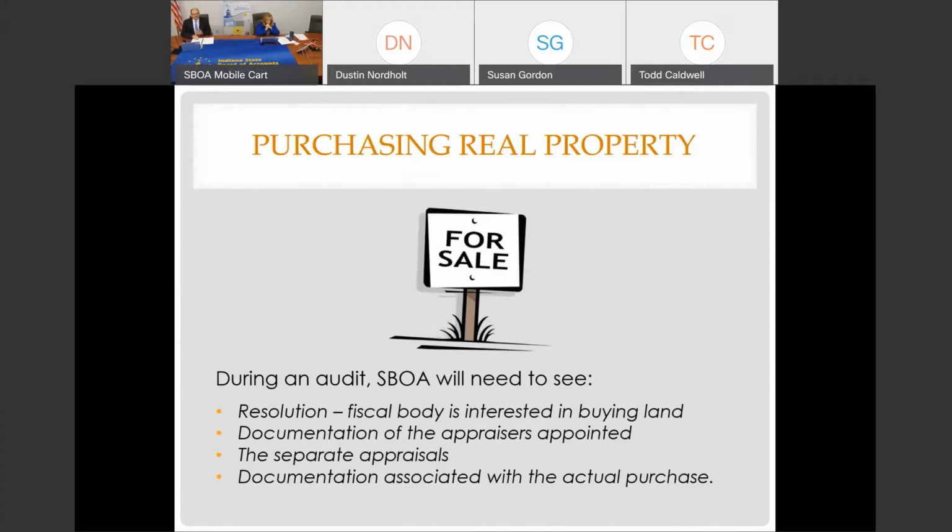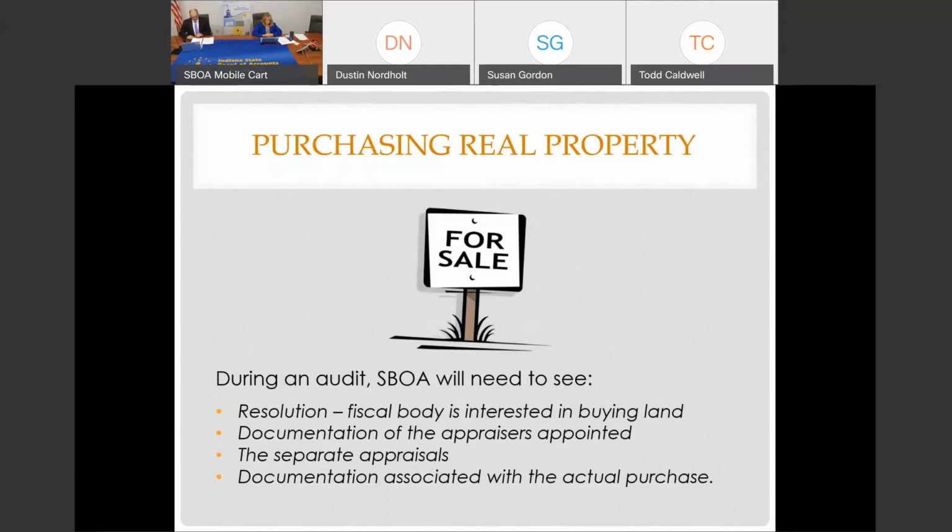We're also going to need those appraisals so that we can see what the appraised value was and how the appraisers came to that. And the documentation of the actual purchase price, including, as I mentioned in the previous slide, how the average was ascertained and whether you paid that average or less than or more than.